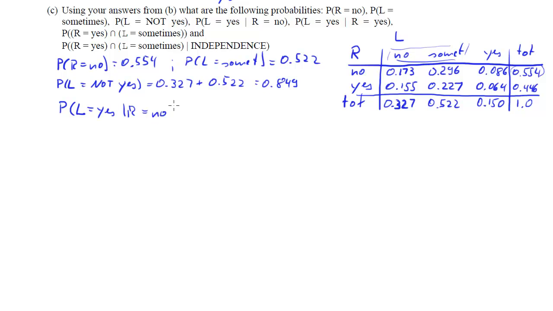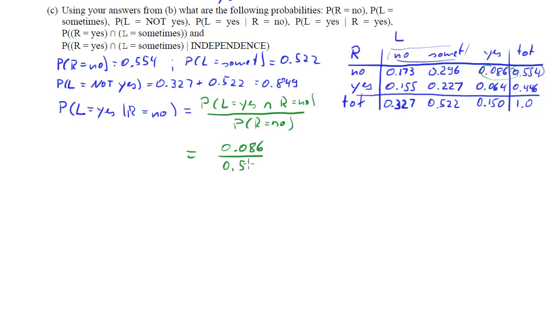Probability for L equals yes conditional on R equals no. For this we will of course use Bayes' rule. We need a joint probability for L equals yes and R equals no, divided by the marginal probability that R is equal to no. So what do we get? L yes, R no: 0.086, that was this one here, divided by the marginal probability for R equal no, that's this one, 0.554. And here's our result.